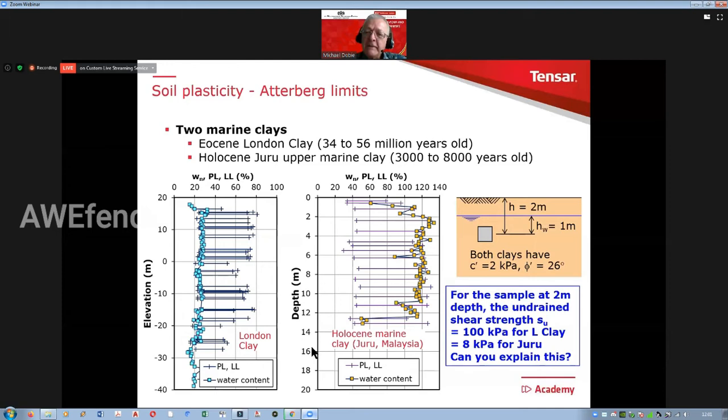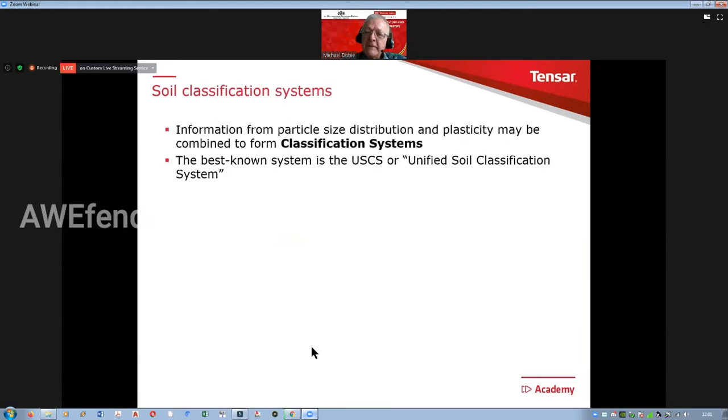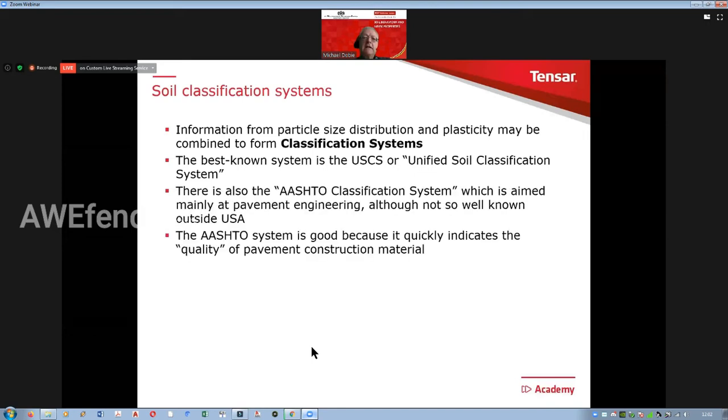So this is a rather important thing, and again, there might be a hint there of one of our quiz questions to come a little bit later. We have soil classification systems where we take things like particle size and Atterberg limits and we classify them. I'm not going to spend any time on them. These are things you can find in soil mechanics books and other documents.